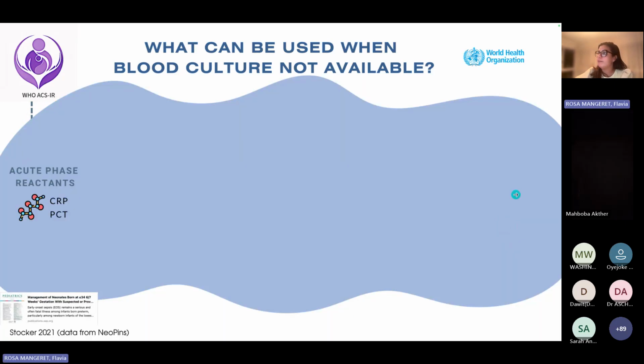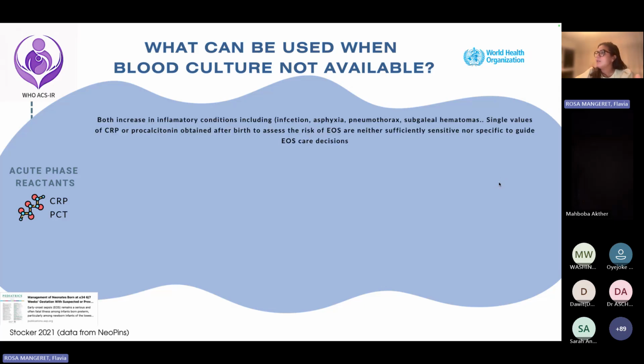CRP, PCT. Many sites have CRP specifically, not PCT. CRP and PCT both increase in inflammatory conditions, including infection, asphyxia, pneumothorax, or instrumental delivery with subgaleal hematoma, or sometimes even a large caput can increase CRP. So single values of CRP and procalcitonin obtained after birth to assess the risk of early onset sepsis are not sufficiently sensitive nor specific to guide early onset sepsis care decisions.